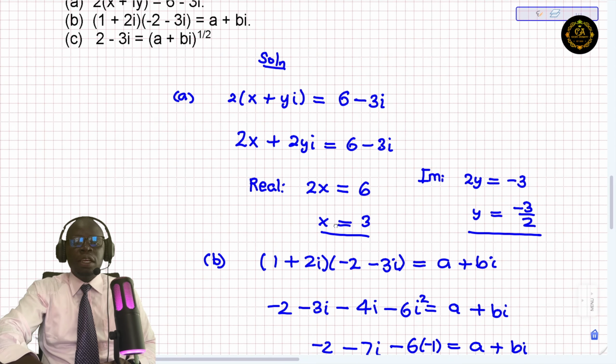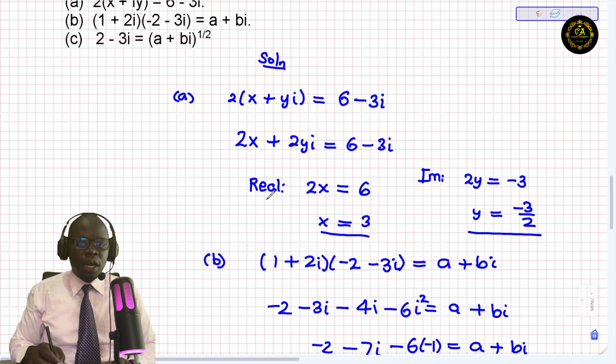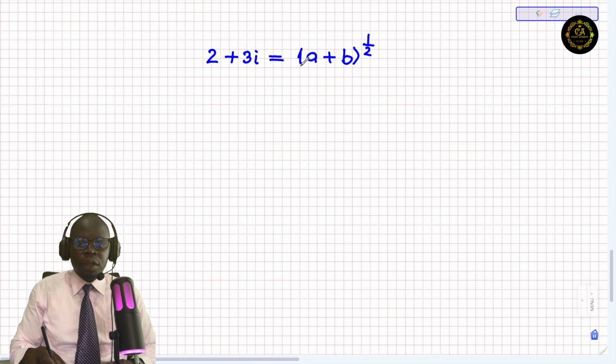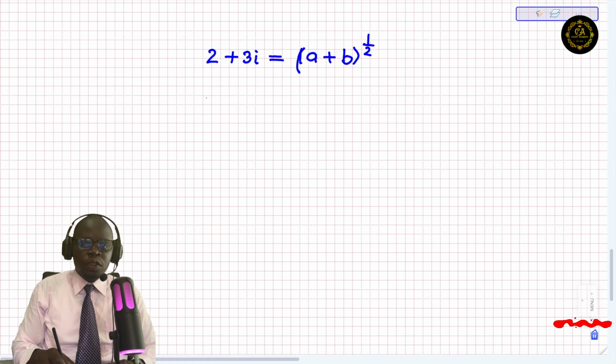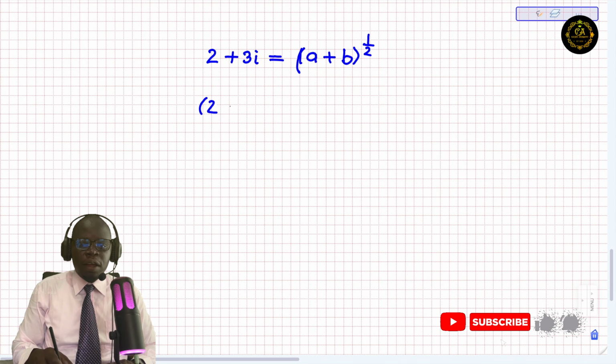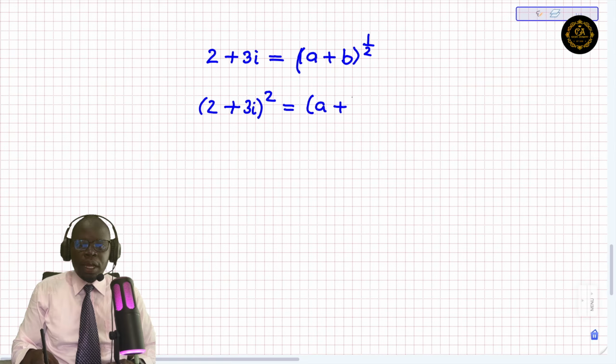And finally, we have 2 minus 3i equals a plus bi raised to the power a half. And for us to get rid of this half, what we do is to square both sides of this equation. So putting this in bracket, we'll have 2 plus 3i, then we square it, and we also have our a plus bi raised to the power half, which we also need to square.